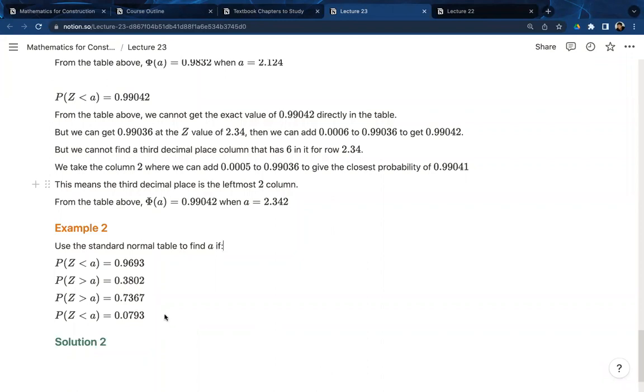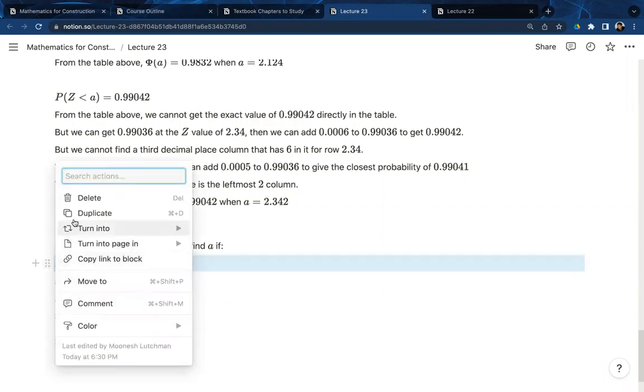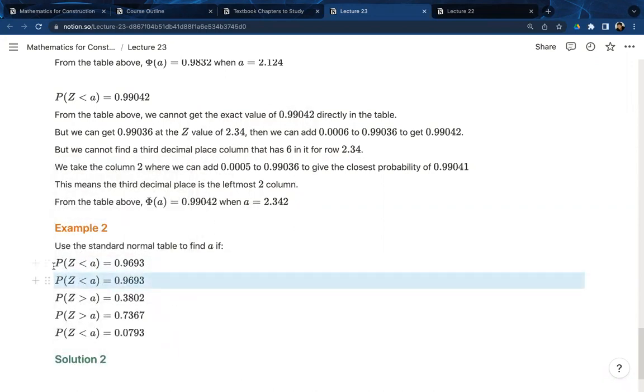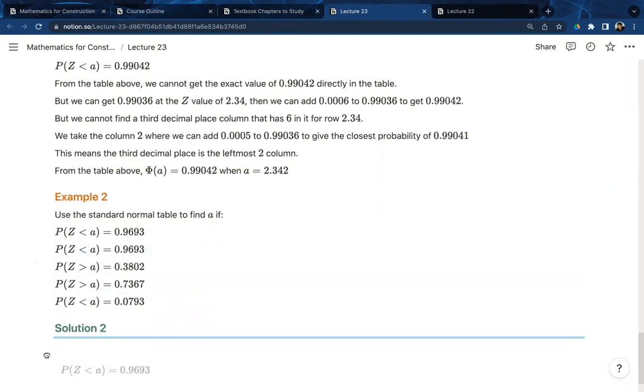So the first question, the probability that z is less than a is 0.9693. This probability is more than 0.5, right? So let me put this here.